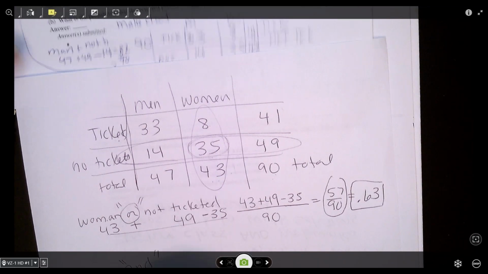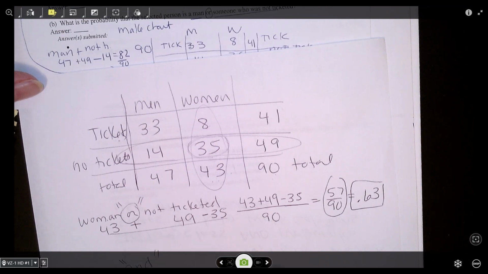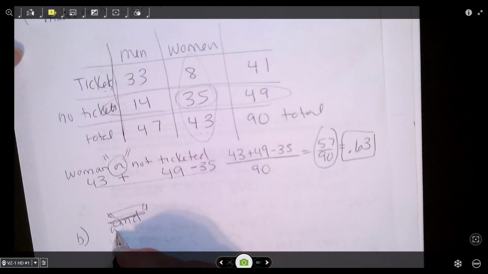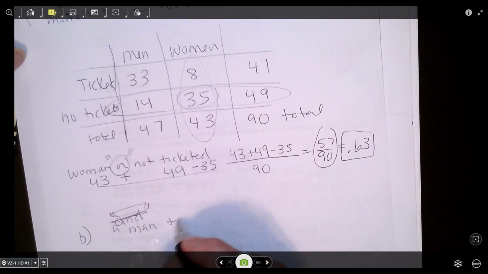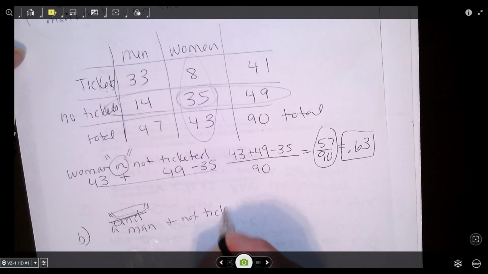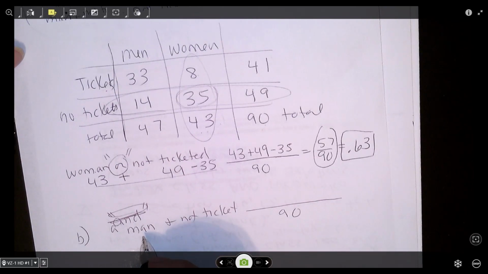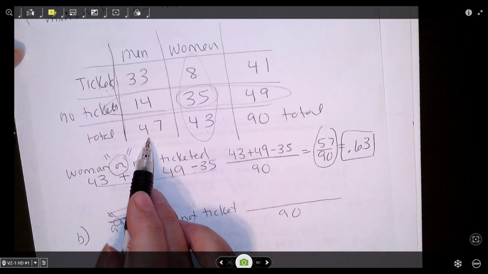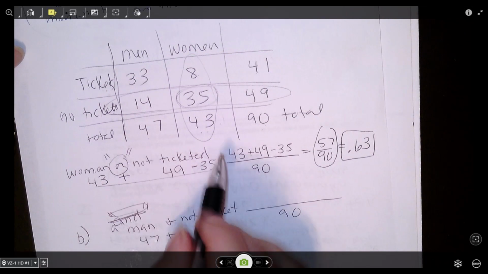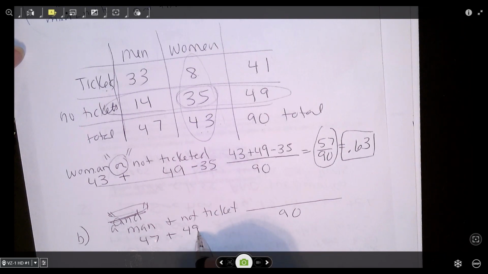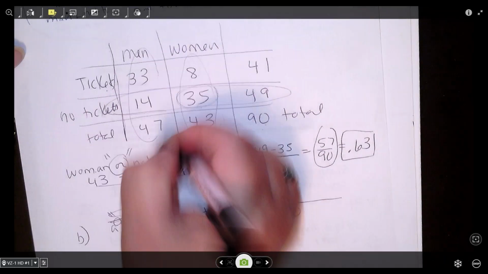The second part said on B, probability that it is a man and not ticketed. So we're still selecting out of everyone. What's our total males? 47. Plus, what's our total not ticketed? 49. But who did we count twice this time?